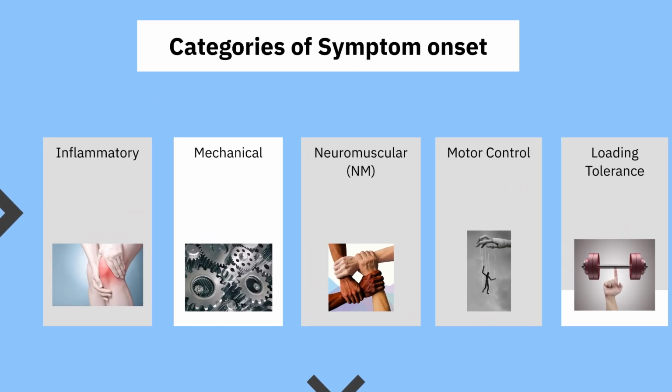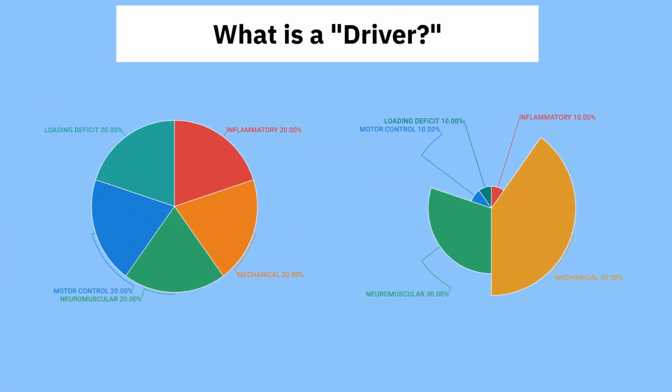So if we think about the categories of symptom onset, what that means is that our symptoms can come from a number of different places, not just within our body and where they might be presenting specifically, but going more into that question of why they're presenting the way that they are and what brought them on. So here we have 5 categories of possibilities of things that might have brought on symptoms. Today we're focusing more on this mechanical component.